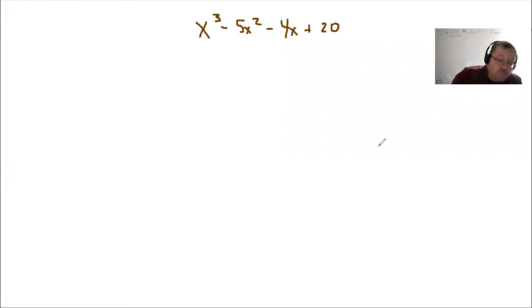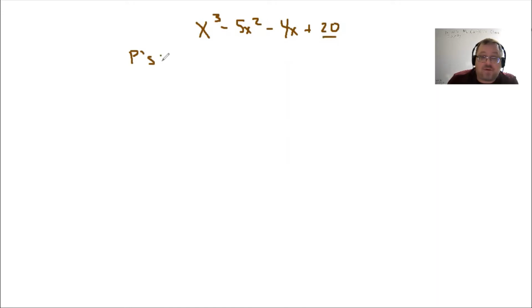Okay, so when you apply the rational root theorem to do these, you first have to do what I call the P's and the Q's. Here's my P's, and my P's are my factors of 20.